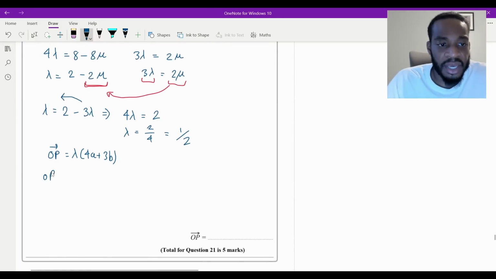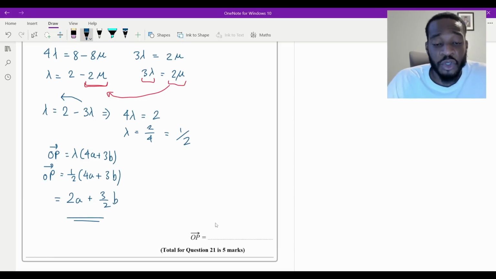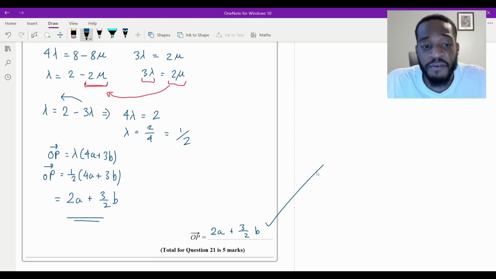So I'm going to say O to P is equal to 1/2 and then 4a plus 3b. Now I'm expanding that bracket. 1/2 times 4 is 2, so it's 2a. 1/2 times 3 is 3 over 2. So the answer is 2a plus 3 over 2b. And that's it. And that will give you 5 marks.